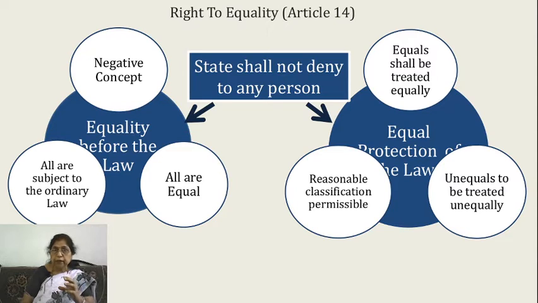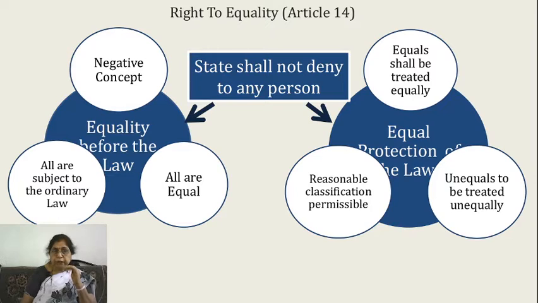So, when we look at Article 14, we see that it is a negative concept, because it says the state shall not deny. When we bring in a negative concept, it is a complete restriction on the state from denying to any person equality. Now, why are there two terms, equality before the law and equal protection of the laws? What is the meaning of both of these terms?